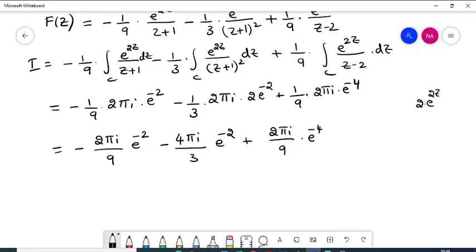So you can simplify this. Then I have to multiply and divide by 3, which gives 12. Okay, check this. Finally I have this answer, minus 7 by 9 e power 2 pi i by e square, plus 2 pi i by 9 e power 4. So take LCM and simplify this. I have to get this finally.